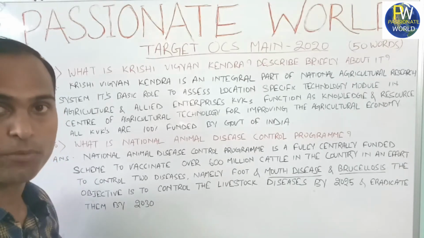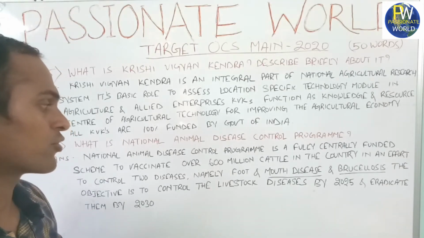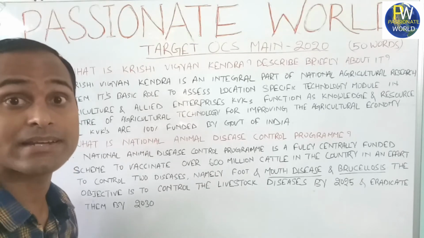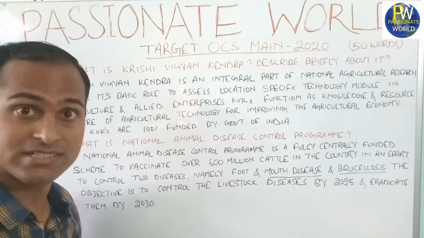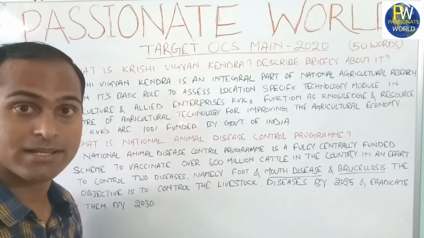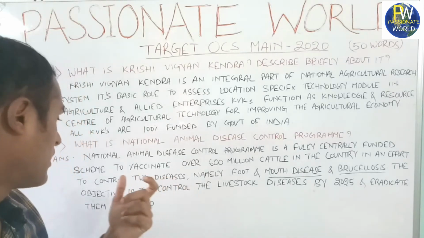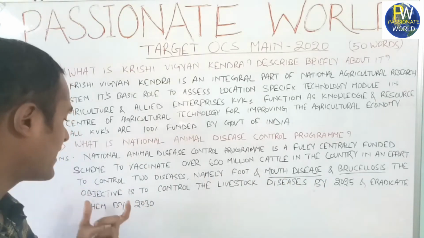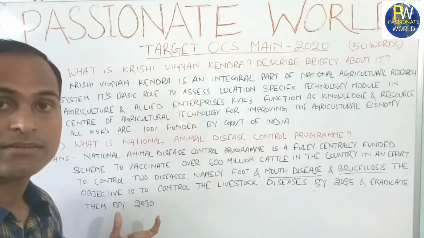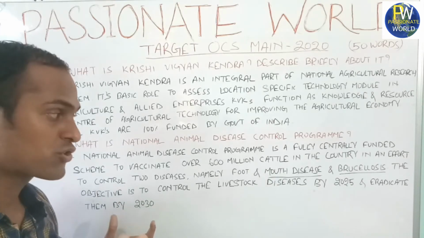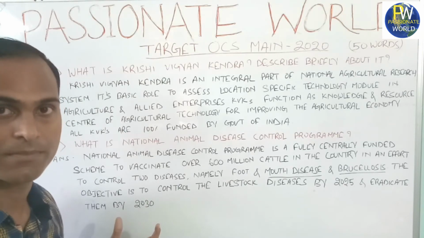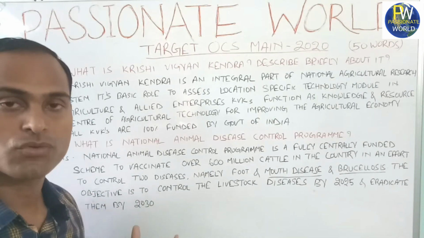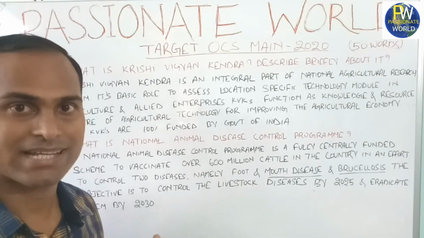NADCP, that is the National Animal Disease Control Program, is a fully centrally funded government scheme through which 600 million cattle are being treated for two diseases. One is foot and mouth disease and the second one is brucellosis. The objective is to control the livestock diseases by 2025 and eradicate them completely by 2030. So now moving to the next important science and tech questions.